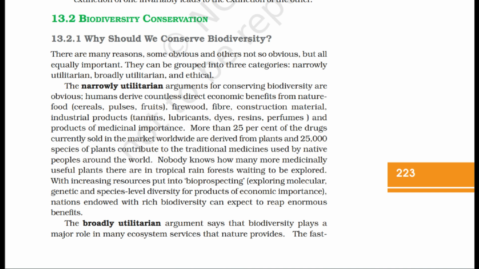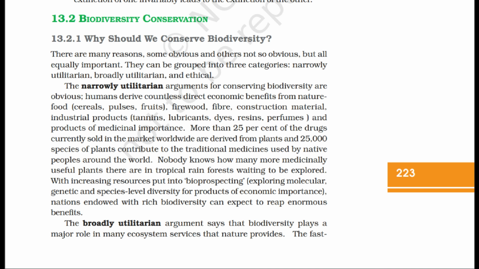There are many reasons, some obvious and others not so obvious, but all equally important. They can be grouped into three categories: narrowly utilitarian, broadly utilitarian, and ethical. The narrowly utilitarian arguments for conserving biodiversity are obvious. Humans derive countless direct economic benefits from nature: food, cereals, pulses, fruits, firewood, fiber, construction material, industrial products, tannins, lubricants, dyes, resins, perfumes, and products of medicinal importance.